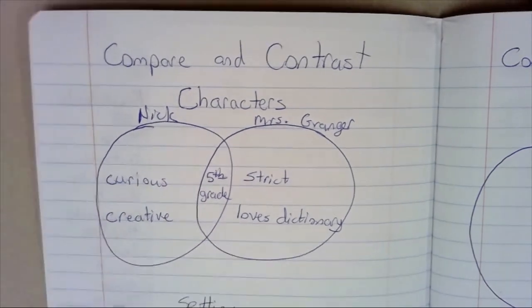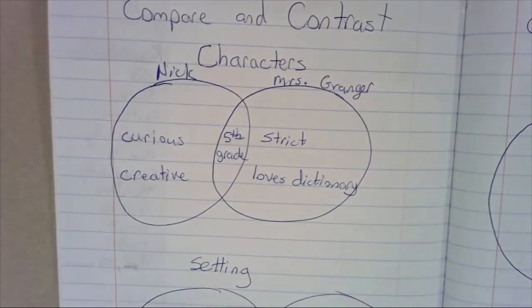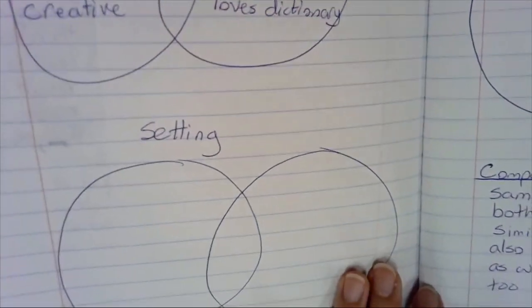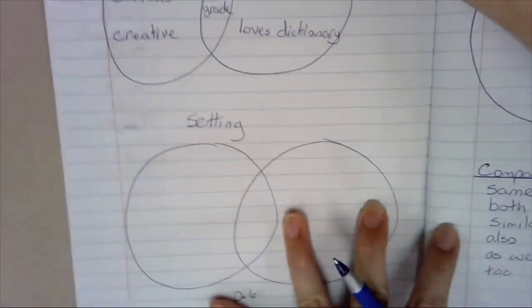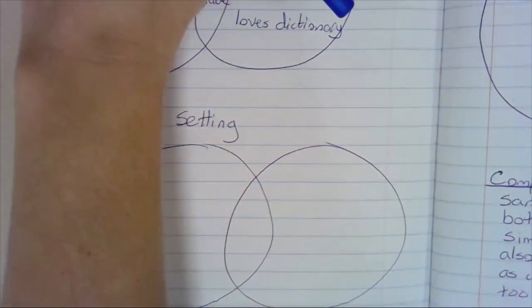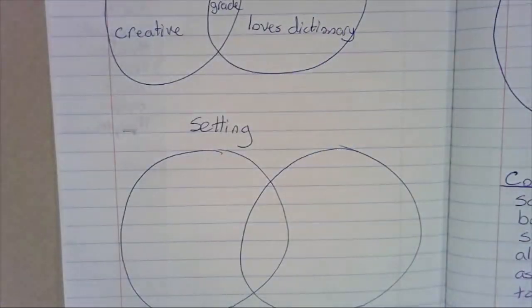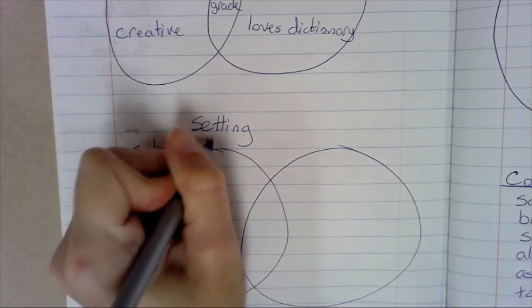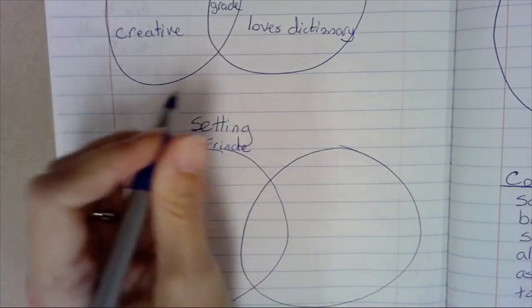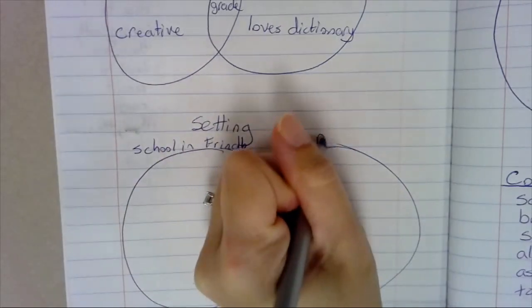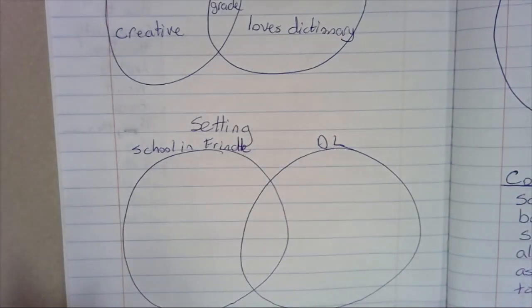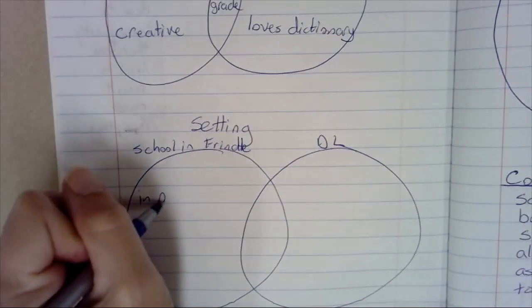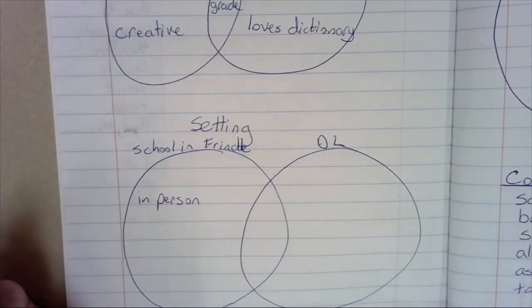Now we're going to look at the setting. So you're going to draw 2 more circles, label it setting. All right, we're going to compare and contrast the setting in Frindle to our distance learning school. So the school in Frindle, oops, forgot the L, to distance learning. All right, so the school in Frindle is in person. You actually go in person.